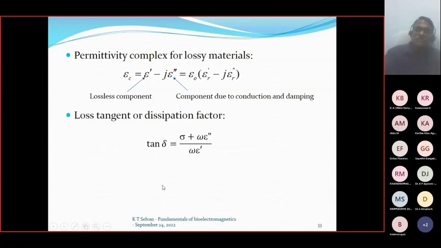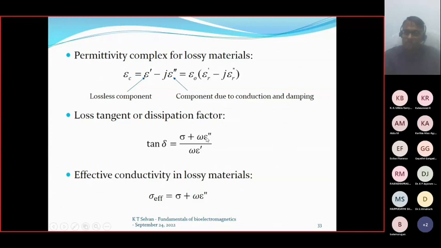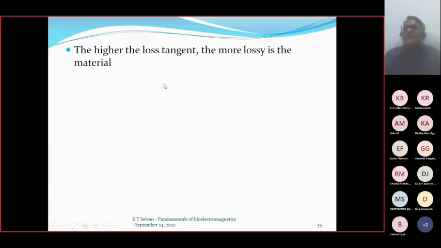And this term should not be a surprise. This term is called effective conductivity in lossy materials, sigma plus omega epsilon 2 dash. Okay, we will move on. It is not difficult to understand that the higher the loss tangent, the more lossy is the material. Okay, they are one and the same thing. Higher loss corresponds to higher loss tangent.